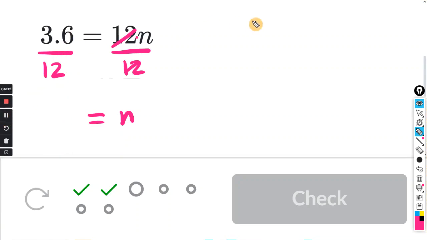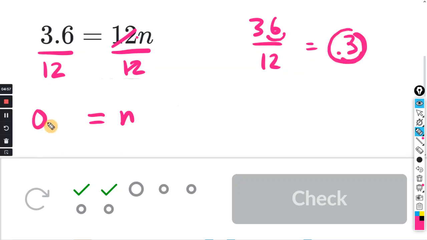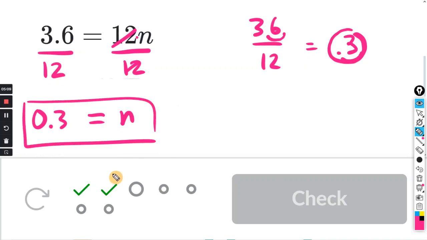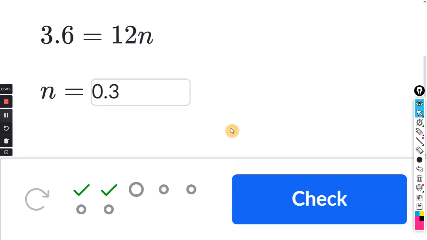If I did 36 divided by 12, we know that equals 3. But if this is 3.6, if I take that decimal and move it over one place in the numerator, I have to move it over one place in the answer as well. So that would just be 0.3, or .3, same thing. If you don't believe me or you don't really understand the trick, you could just do this on the calculator and you'll get n equals 0.3. So you can write 0.3 or .3, same thing.